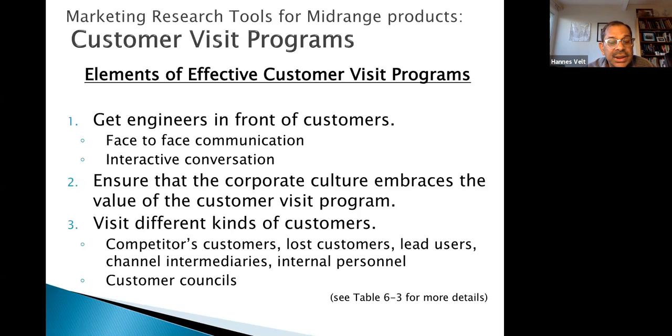And also, you will get good insights by not just visiting your existing customers, but you have to visit all different kinds of customers. The most difficult customers are your competitors' customers. You might have lost an order to them, but if you go back to them and say that, we're sorry, we didn't meet your expectations this time, but we want to find out where we were deficient so that we can go back and improve our products and services, then maybe they will give you an appointment. So you have to visit many different kinds of customers to get the best insights.